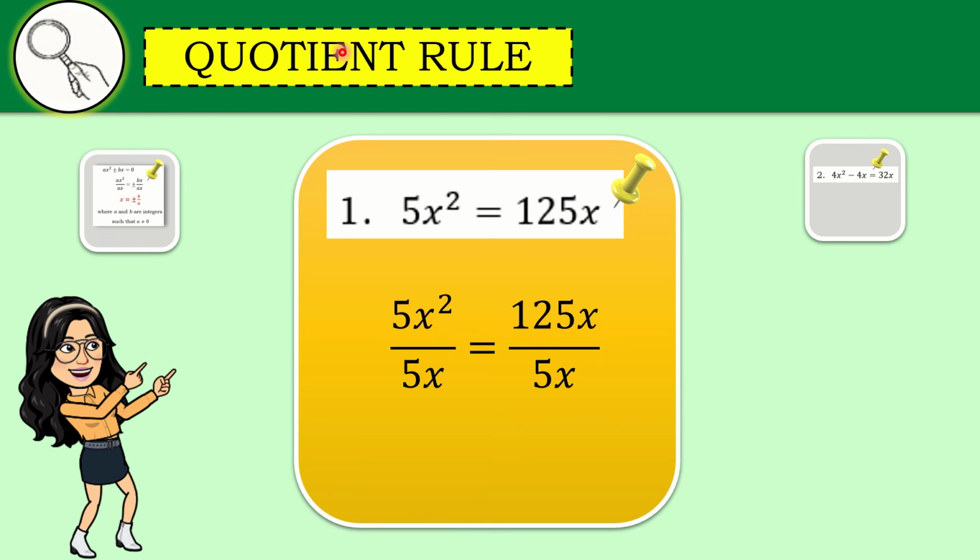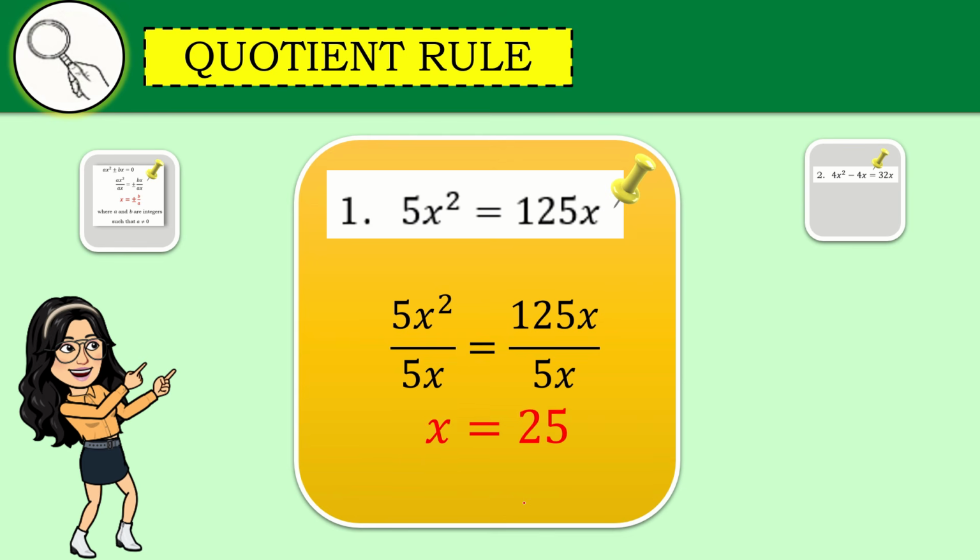Why? Because we apply the quotient rule. Here, our exponent in the numerator is 2, and in the denominator, our exponent is 1. Allow me to use my pen. So we have here x, and we already have 2 in the numerator. Subtract the exponent in the denominator. So that will be x raised to the power of 2 minus 1. That will give you x raised to the power of 1 or simply x. So that's how you do the quotient rule.